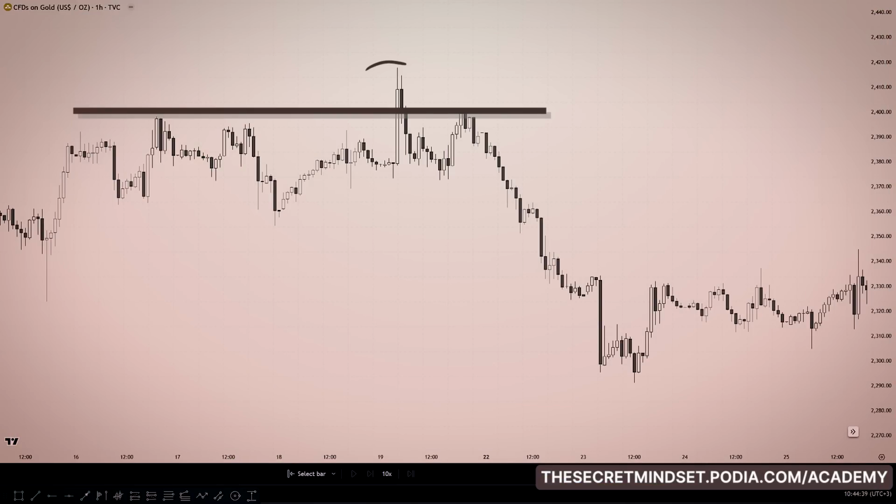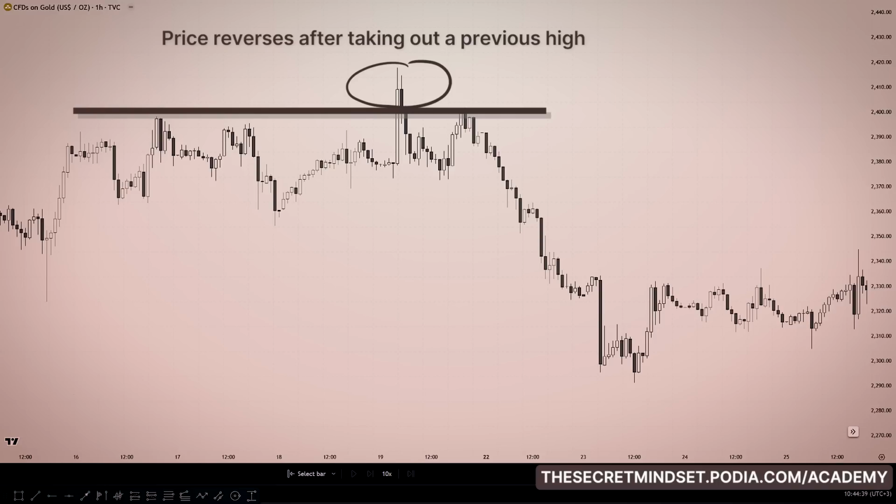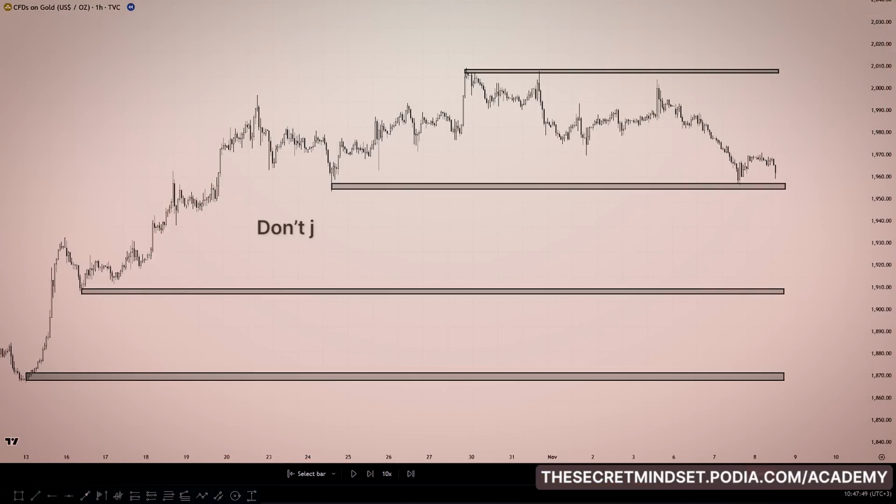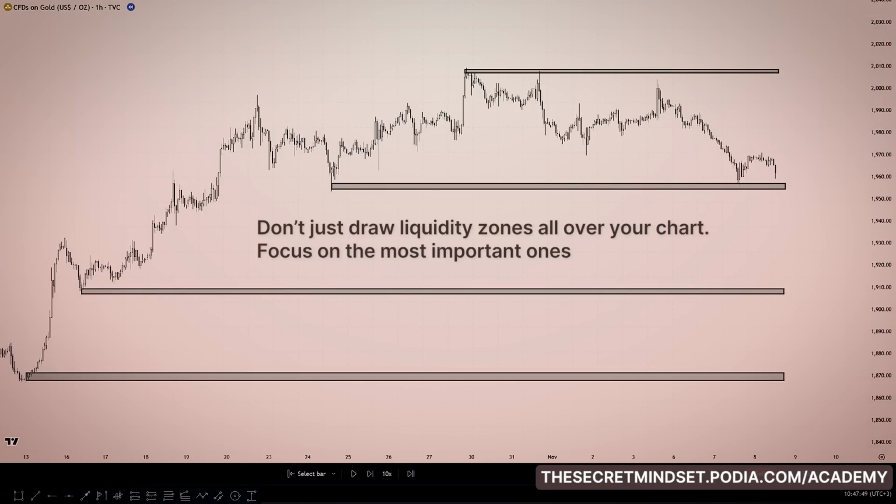As you practice, you'll start to see patterns. You might notice that price often reverses after taking out a previous high or low. Or you might see that certain levels keep causing price to pause or reverse. And please don't just draw liquidity zones all over your chart. Focus on the most important ones. Too many zones can make your analysis confusing.